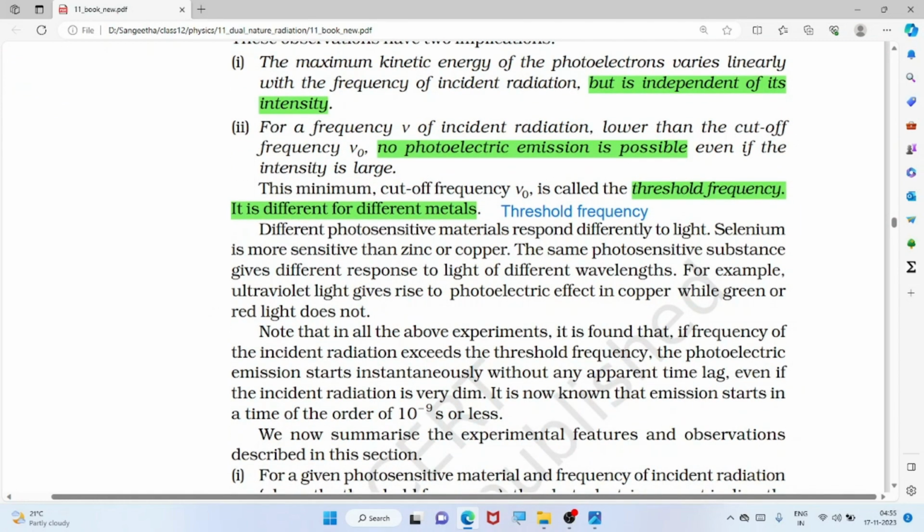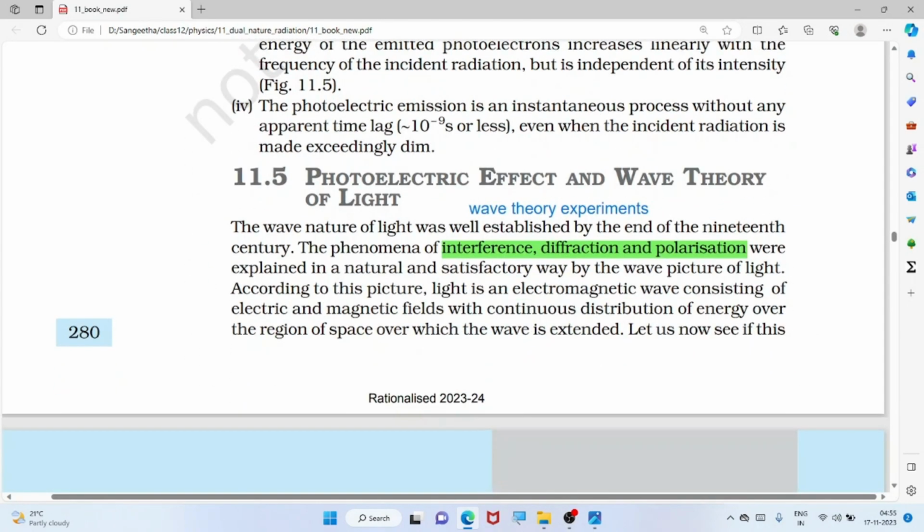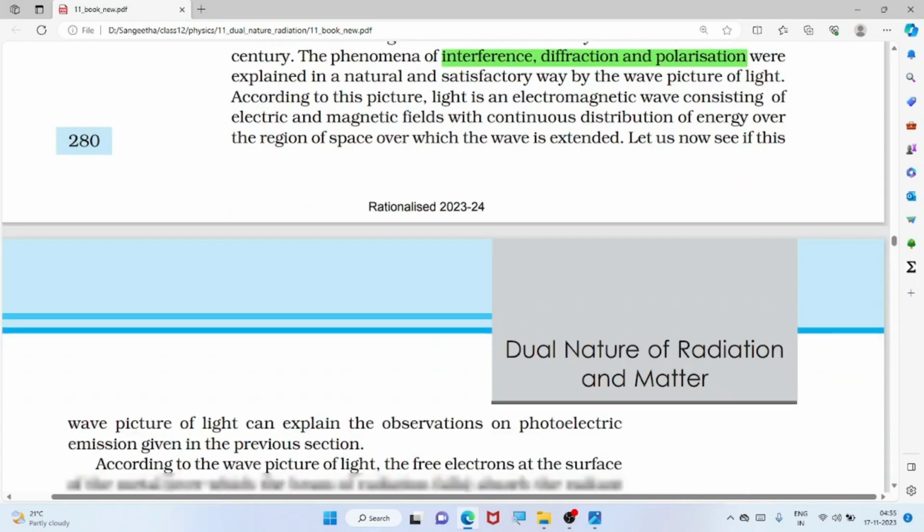This is the summary. Threshold frequency I already told you. Below this frequency, photoelectric emission won't occur. These experiments do not support the wave theory of light. Interference, diffraction and polarization support the wave theory of light.